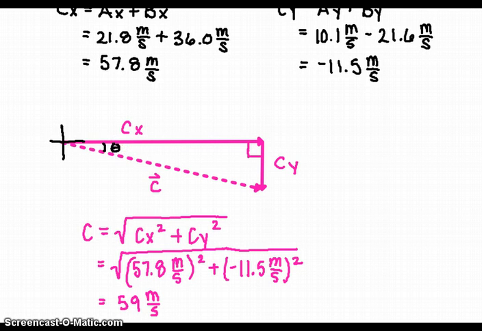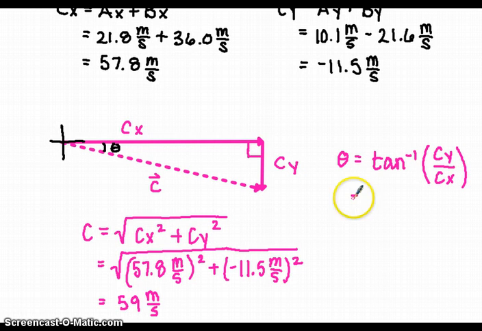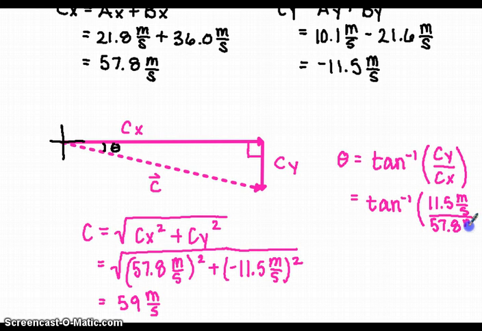To do that, we'll use the inverse tangent function. Theta will equal the inverse tangent of the opposite side, which is cy, over the adjacent side, which is cx. Don't make the assumption that the opposite side is always the y component. It does depend on your diagram. In this case, we have 11.5 meters per second and 57.8 meters per second.